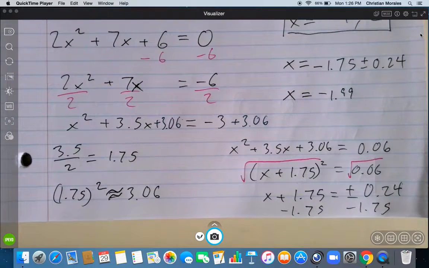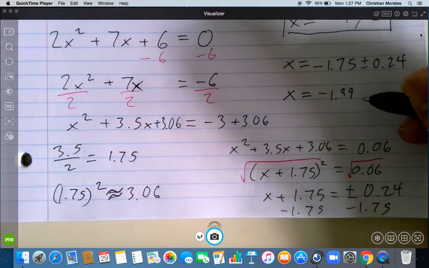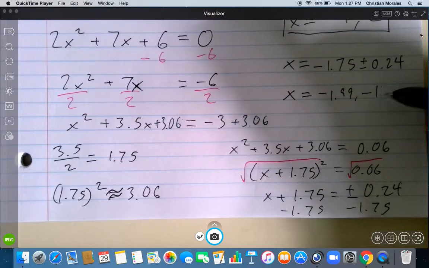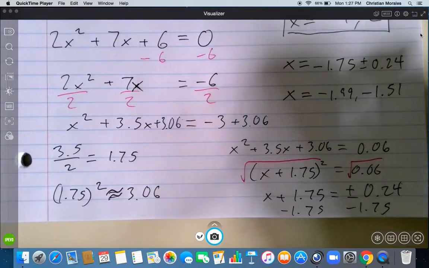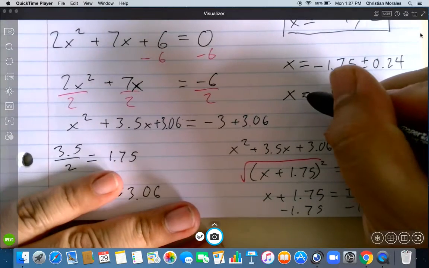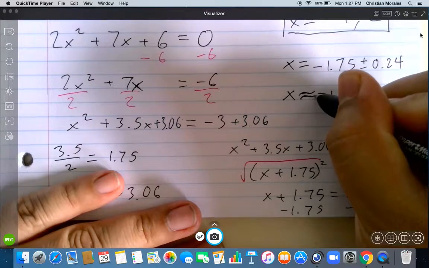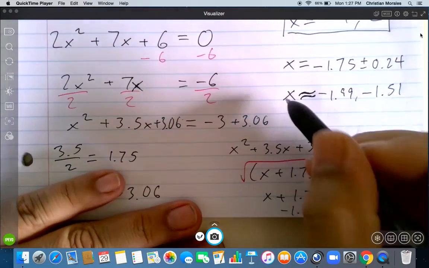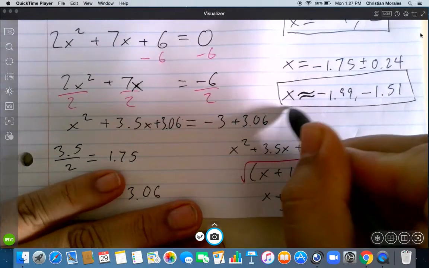Then if I do the other way, I get -1.51. And guys, because I rounded, I can't say it's equal. I'm going to say it's approximately. So my equal sign is more wavy. X is approximately these numbers.